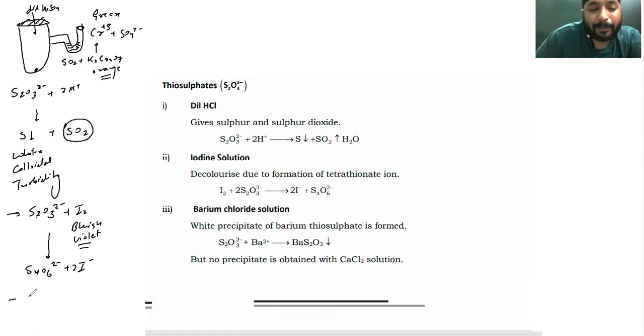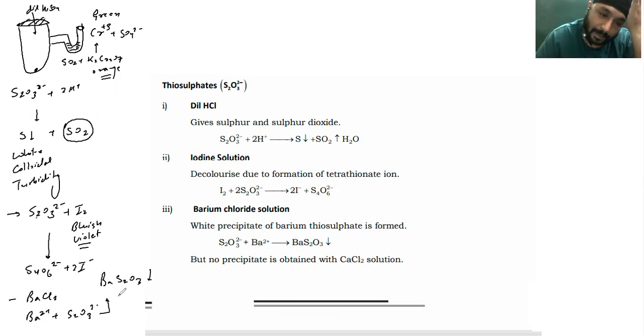After that, you have a barium chloride solution test. In barium chloride, what will happen? Barium 2 plus ion will react with your thiosulfate, and I'll get a precipitate of barium thiosulfate. This reaction doesn't happen with calcium; remember that calcium's solubility product is very high with respect to that. So I'll be getting a white PPT only with your barium chloride, right?